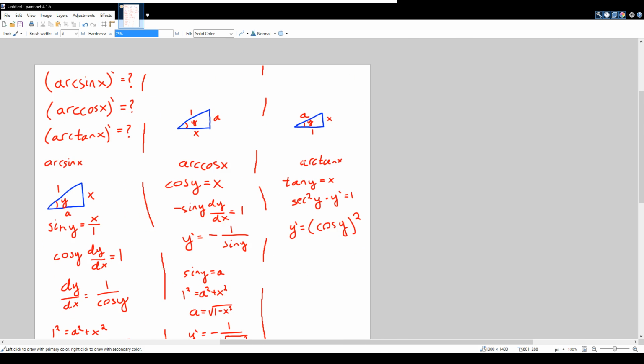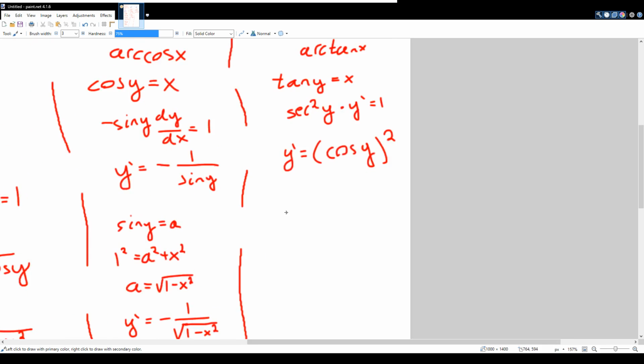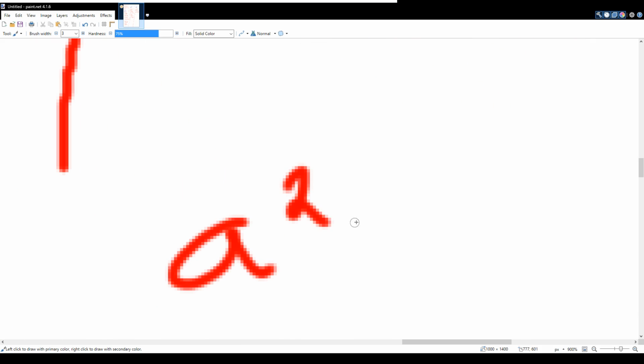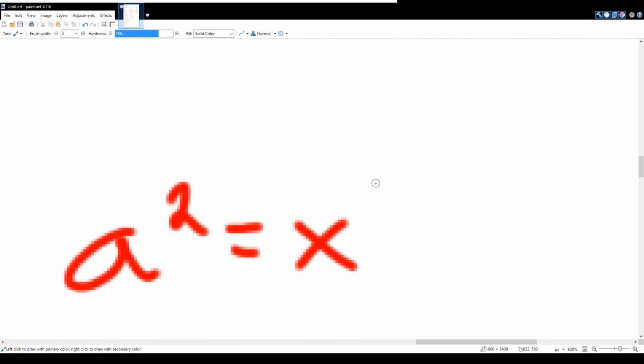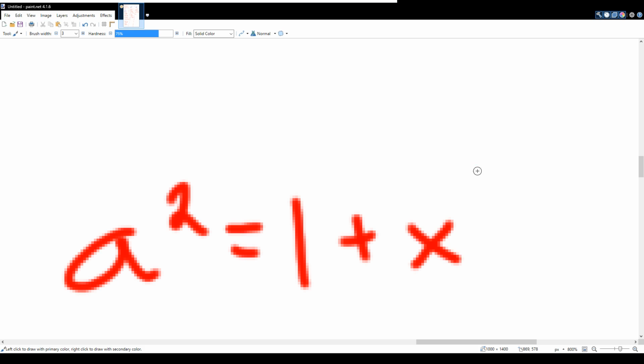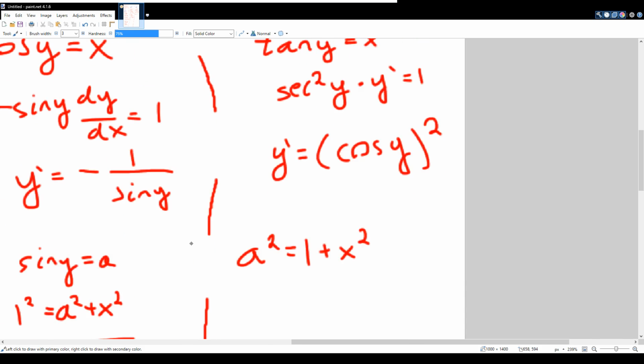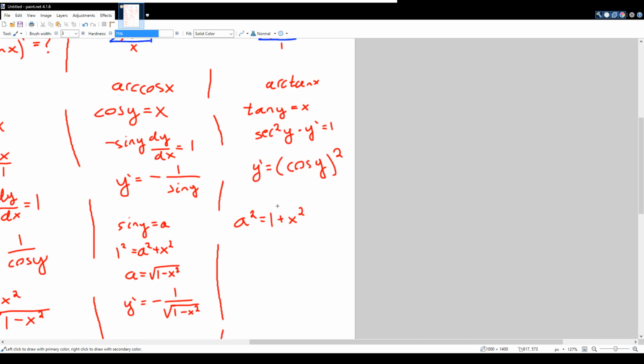So we need to find the cosine of y, and the cosine of y is just going to be the adjacent over the hypotenuse. But we need to find the hypotenuse using the Pythagorean theorem, but this time the hypotenuse isn't 1, the hypotenuse is a. So that would be a squared equals 1 squared, which is just 1, plus x squared. We're going to leave it like that, and you'll see why.